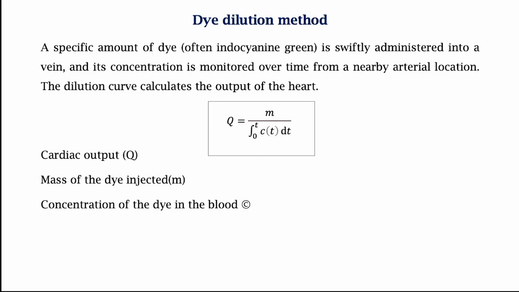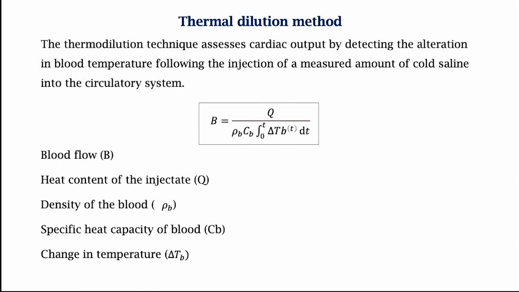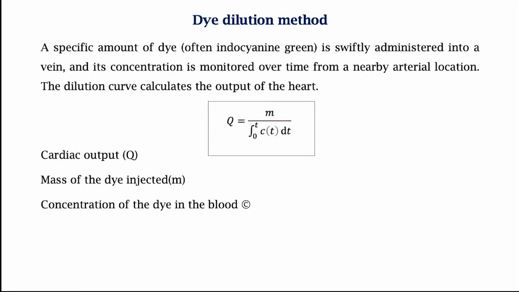A similar method: you send an amount of indicator, in this case a dye such as indocyanine green, and measure its dilution to compute the flow, which is essentially the amount of injectate divided by the area under the concentration curve. How do you find the area under the concentration curve? You need to find the concentration as a function of time, then integrate it over time. That is the method that you are using.